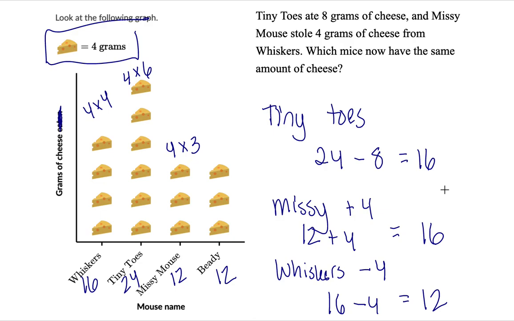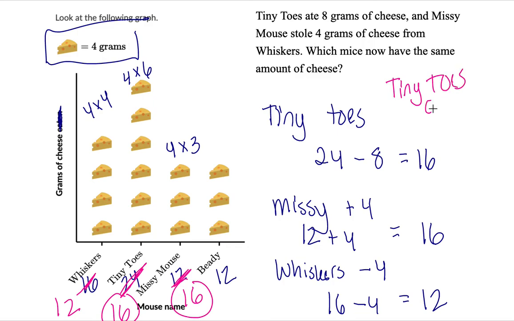So, which mice now have the same amount? Tiny Toes changed to 16. Missy Mouse changed to 16. And Whiskers changed to 12. So the two mice with the same amount, 16 and 16, would be Tiny Toes and Missy Mouse. And yes, I feel very ridiculous saying these names.